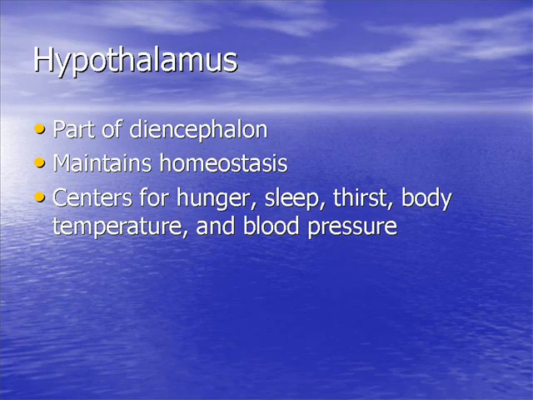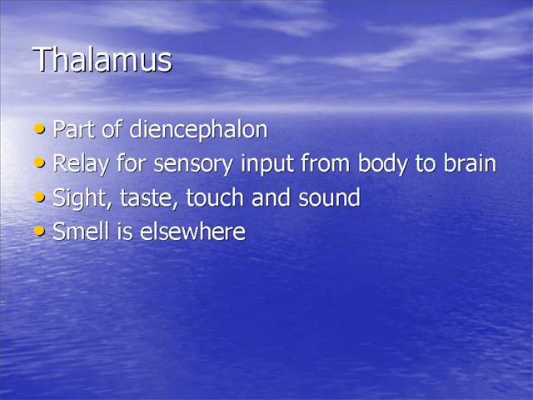Now the next part of your brain is the hypothalamus. As I said before, this is a part of the diencephalon along with the thalamus. So it's kind of easy to remember. The hypothalamus and the thalamus both belong to this structure called the diencephalon. And your hypothalamus is responsible for maintaining homeostasis, so keeping your body in that state of balance. Also in your hypothalamus, you're going to find the centers for things like hunger, sleep, thirst, body temperature, and blood pressure.